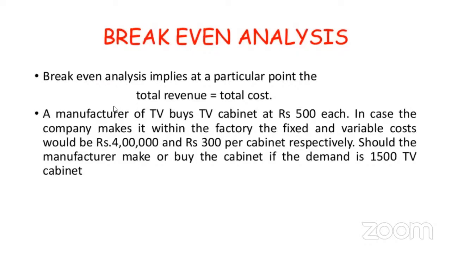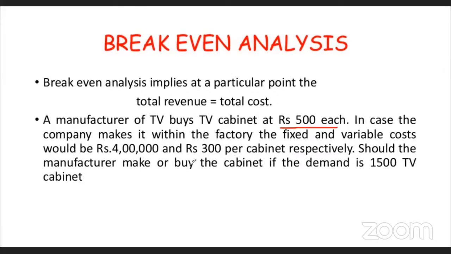So see, we'll take an example. A manufacturer of TVs buys TV cabinets at rupees 500 each. In case the company makes its own in the factory, the fixed cost and variable cost would be 4 lakhs and rupees 300 per cabinet respectively. Should the company make or buy the cabinet if the demand is 1,500 TVs? See here, if you buy at 500 rupees, is it better, or is it better to produce at 300?